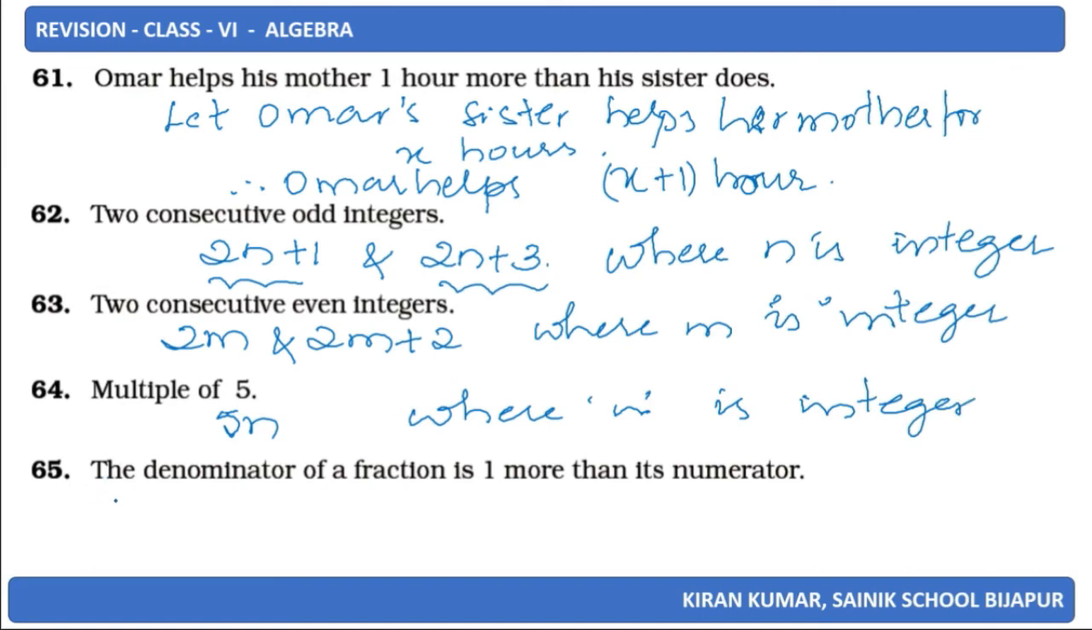Statement 65. The denominator of a fraction is 1 more than its numerator. If I consider the numerator to be x, the denominator will become x plus 1.